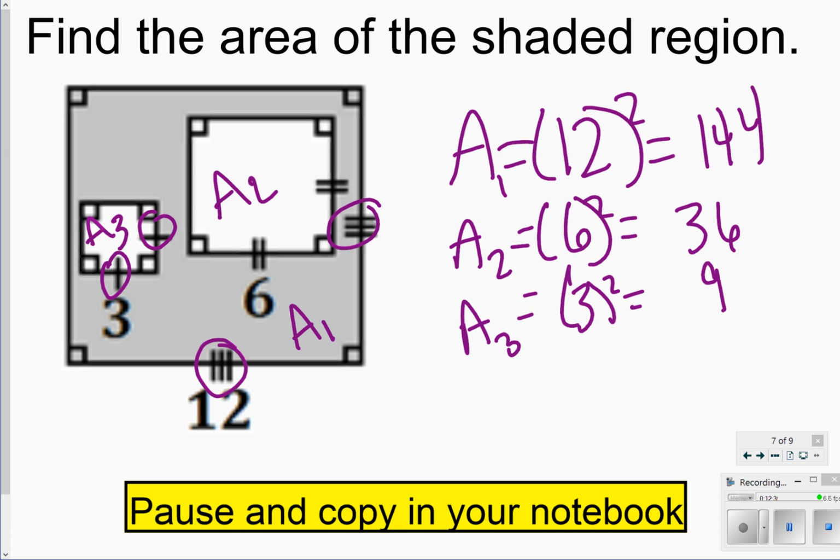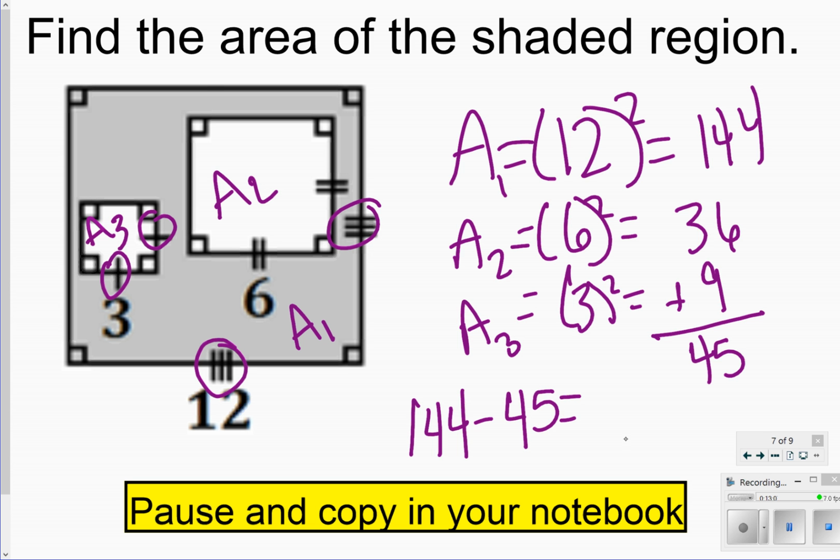So we're going to add our two window parts, the non-shaded. Okay, so 36 plus 9, and we're going to get 45. And we want to subtract that from our 144. So 144 would be the entire wall, but we want to take away the 45 that is not going to be shaded. And so we're going to do that, and we're going to end up with 99, and I'm just going to go ahead and call it feet, although we don't know, feet squared. Very good. Copy that all into your notebook.